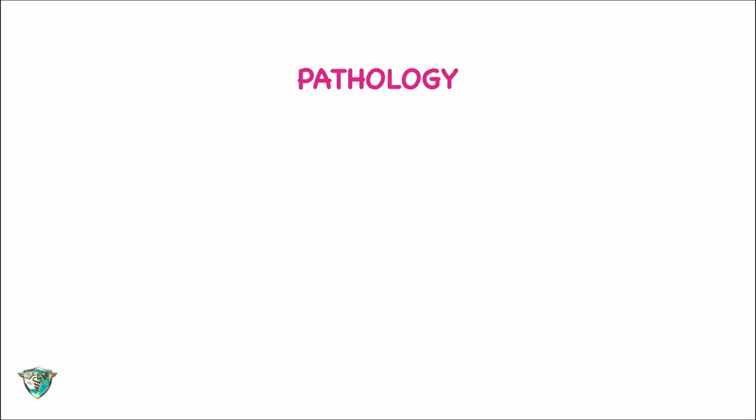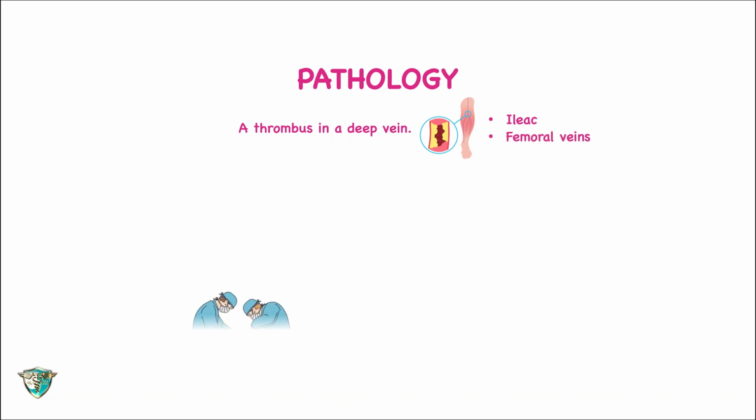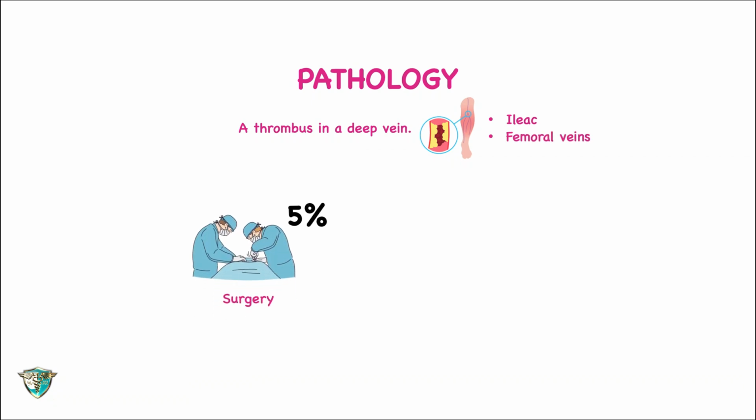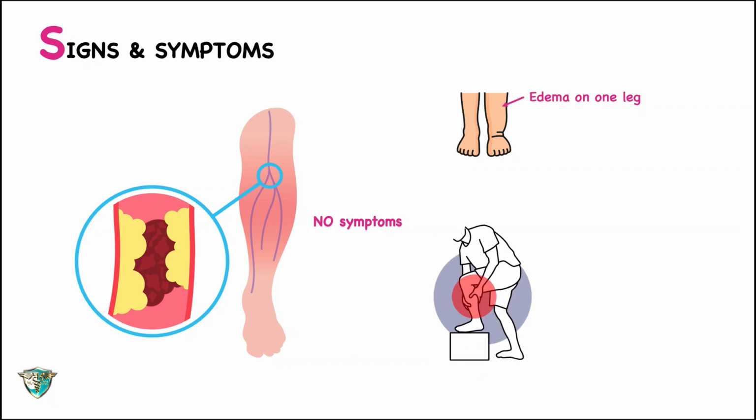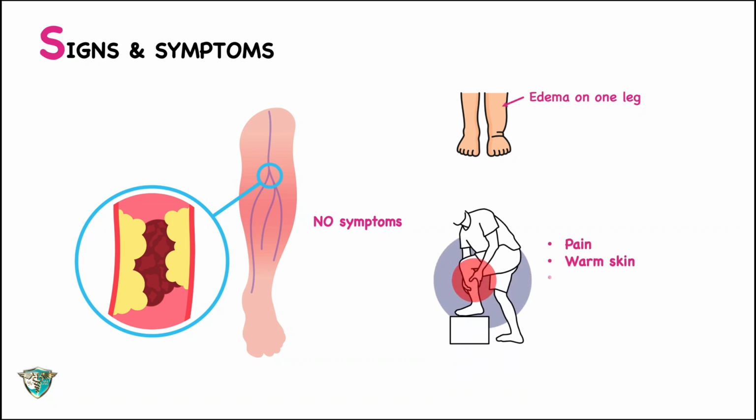Deep vein thrombosis, DVT, a disorder involving a thrombus in a deep vein, most commonly the iliac and femoral veins. It occurs in at least 5% of all surgical patients, more serious than superficial thrombophlebitis because of the risk for pulmonary embolism. A patient with DVT may be asymptomatic, but they can also experience possible unilateral edema in the affected leg, pain, warm skin, and erythema. However, if the calf is involved, tenderness will be present.